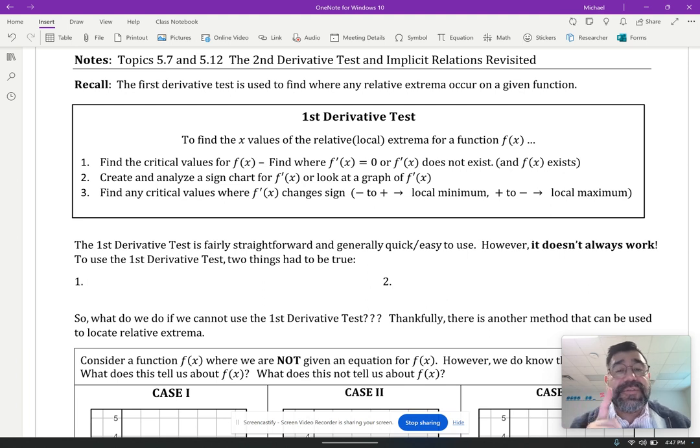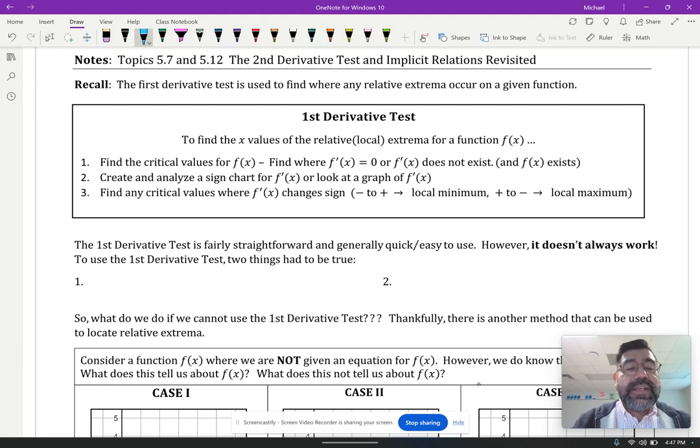First of all, make sure you remember that the purpose of the first derivative test is to find x values of the relative or local extrema. Remember, extrema means maximums and minimums. So relative extrema, relative maximums and minimums. Another way to say it is local maximums and minimums. So it's a way to find the x values where the relative maximums and relative minimums occur.